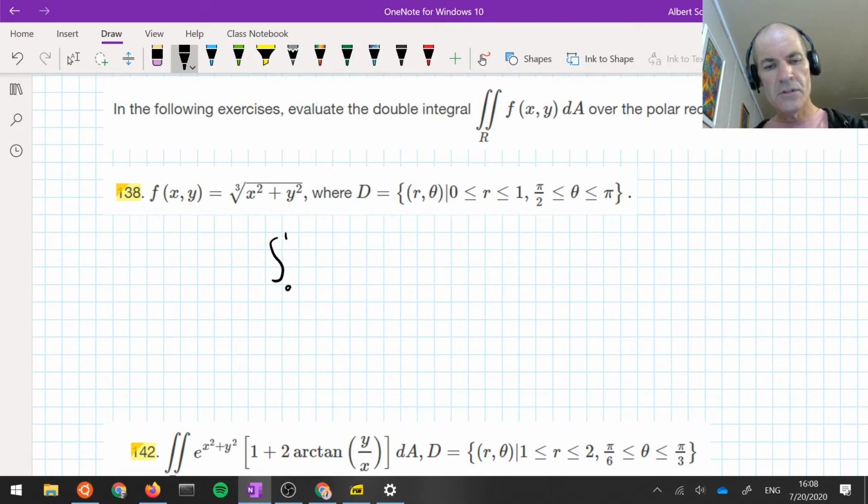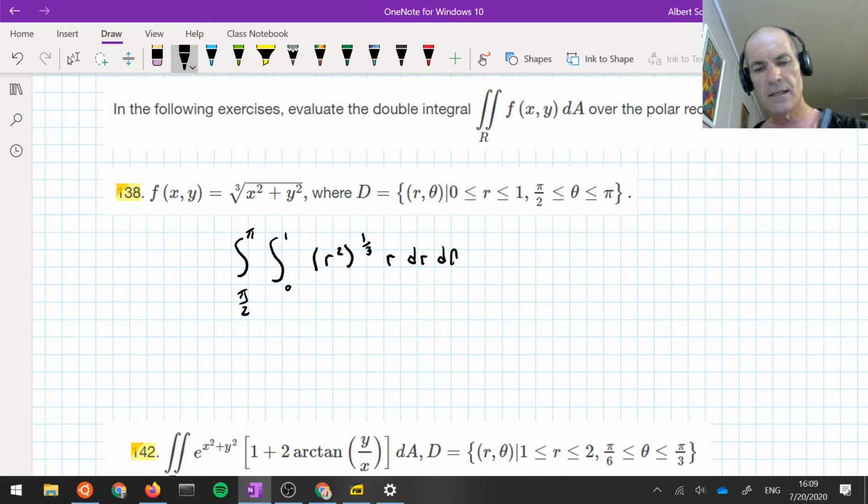r is going to go from 0 to 1. Theta is going to go from pi over 2 up to pi. The integrand is going to be the cube root of x squared plus y squared, which we recognize as r squared. So this is the cube root of r squared. And the integral, because it's a polar integral, dA is going to become r dr d theta, like that.